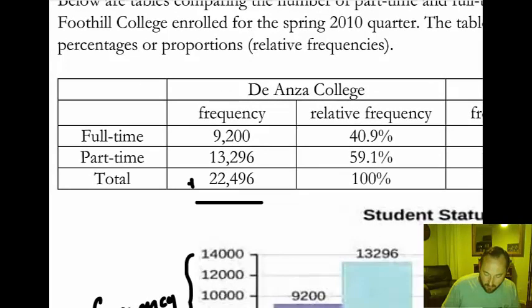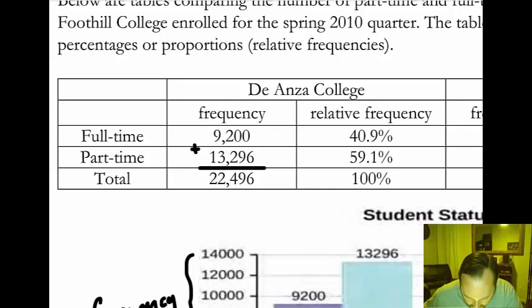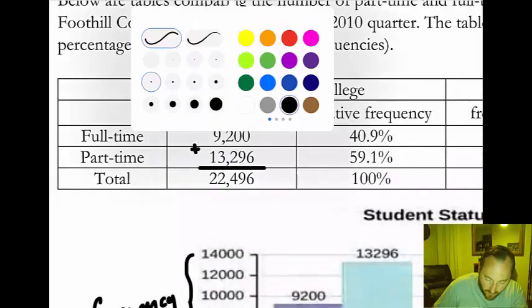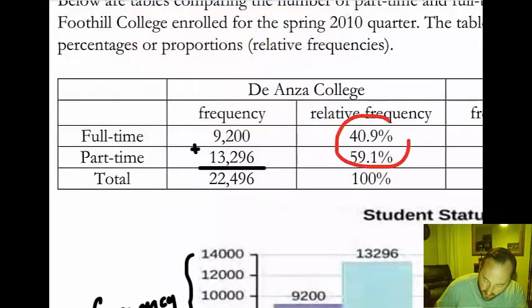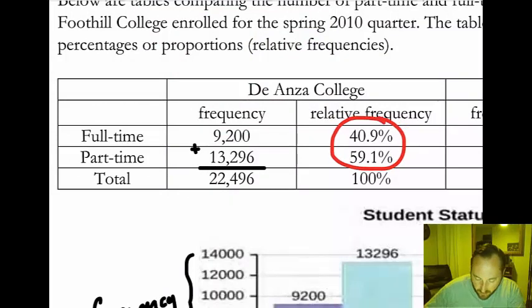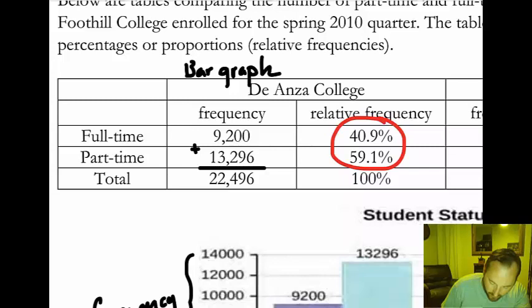And again, to reiterate that concept, in order to find a relative frequency, the first thing you have to do is find the total. That's already been done in this example. So each one of these numbers for full-time and part-time at De Anza College, I divided by that 22,496 to get the percentages. These numbers are our relative frequency converted into a percentage format. That's what gets labeled on the pie chart. So dividing this up: frequency, bar graph, and relative frequency, pie chart.